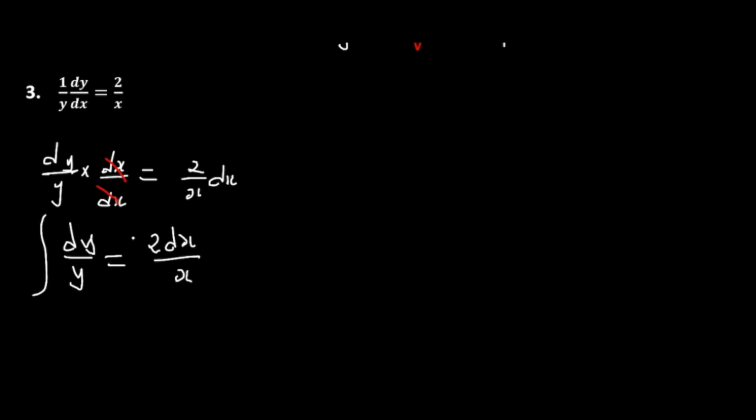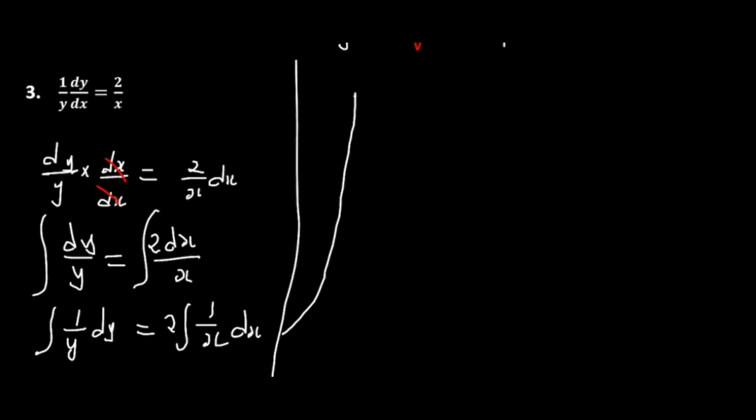So if we take the integral sign on both sides of the differential equation, the integral of 1 on y, because this can be written as the integral of 1 all over y dy, equals 2 times the integral of 1 all over x dx. If we continue, the integral of 1 on y is ln y. So this will be equal to 2 ln x, plus our constant of integration k. So this is our solution.